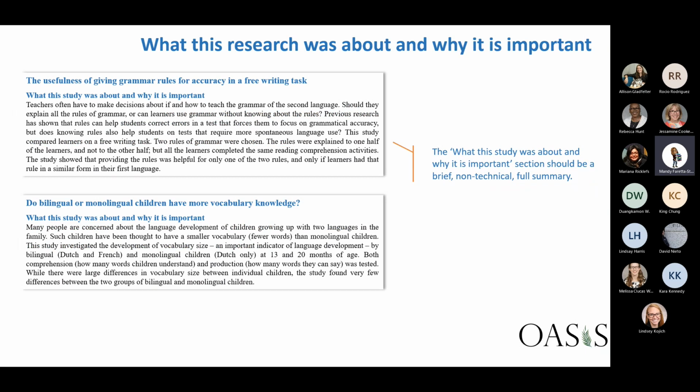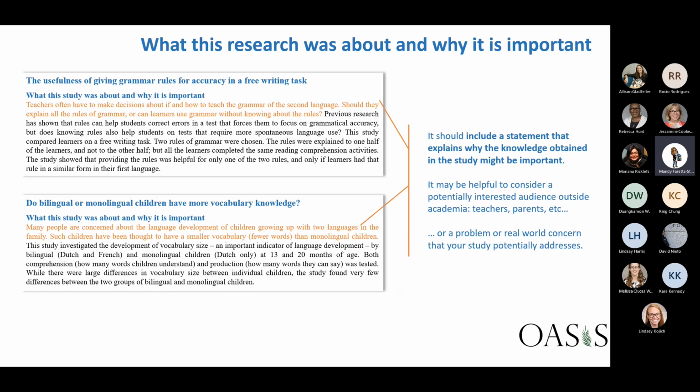All right. The next section is what this research was about and why it's important. So this section is going to be, again, brief, non-technical, and a full summary. This is the most similar to your study abstract, but you'll see some critical differences. First, you're going to include a statement that explains why the knowledge obtained in the study might be important. And this can be hard. Not all of our research is meant to have direct applications, which is fine. And again, OASIS is open to a broad array of study types.